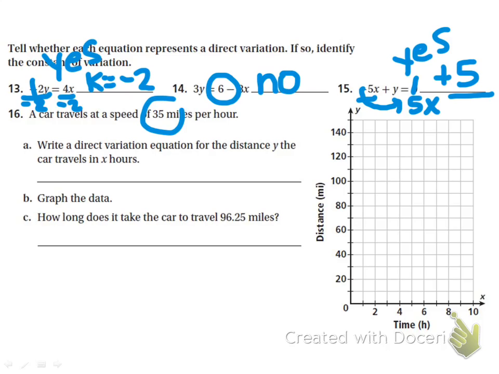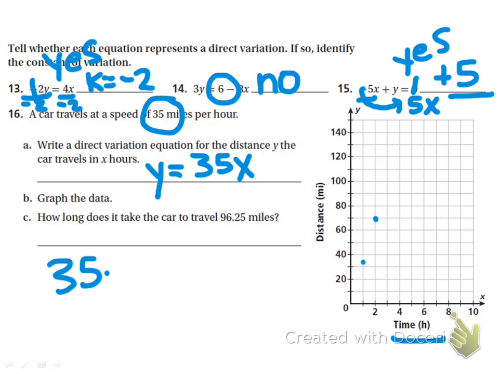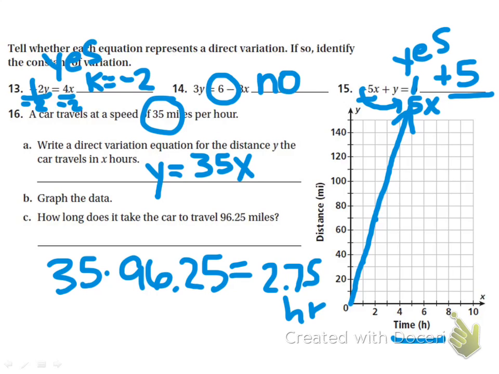Okay, now they're telling us our constant here is the car's traveling at a constant speed of 35 miles per hour. So looking at my time, I know that for 1 hour, I'm traveling at 35. So for 2 hours, I would be traveling at 70, and so on. So we're going to write a direct equation. So that would be y equals 35 times x. Graph the data, and then find out for me what's 35 times x equals 96.25. Do that on your calculator right now. Okay, and you should have found that it was 2.75 hours and finished your graph.